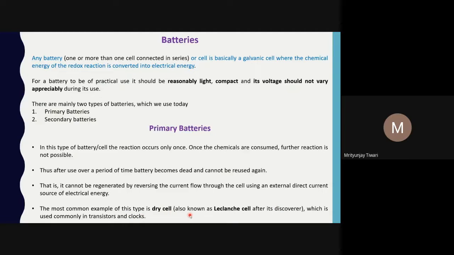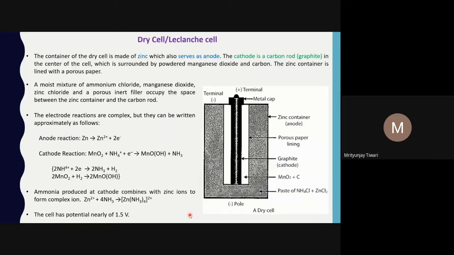Transistors, clocks, the torches. The torches we used earlier, now torches are also coming with rechargeable batteries, but earlier in my childhood I used torches with the dry cell, and those dry cells are primary batteries. So for the dry cell or Leclanche cell, the structure inside it is like this.